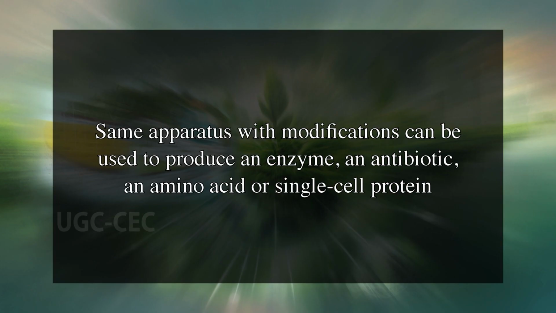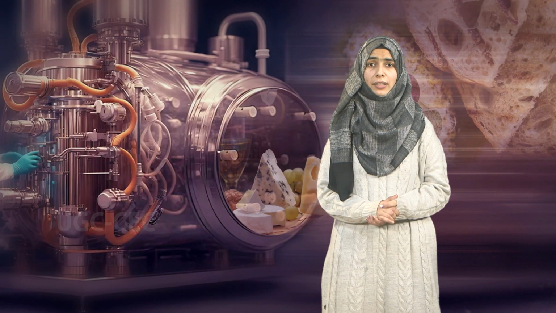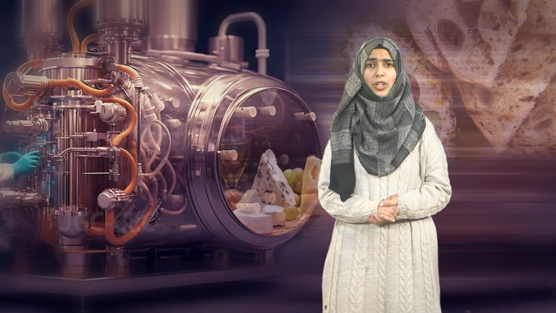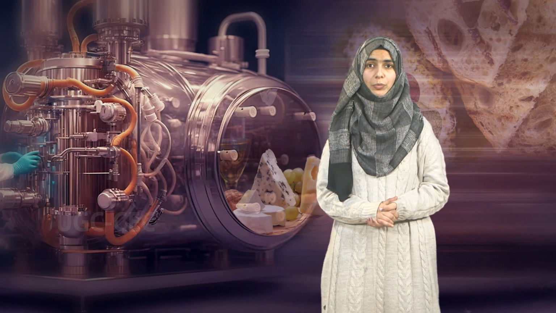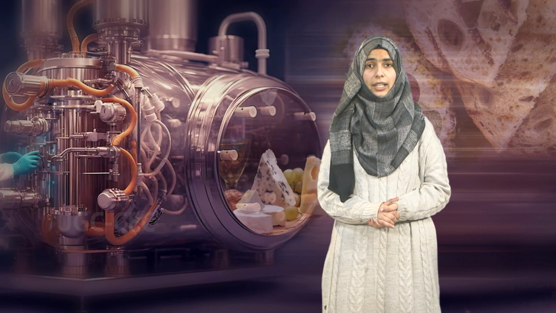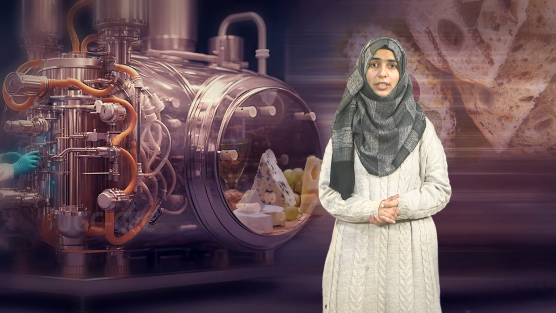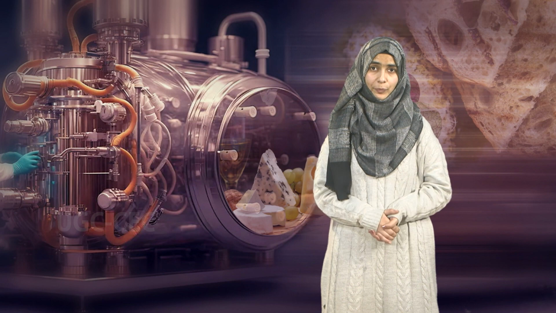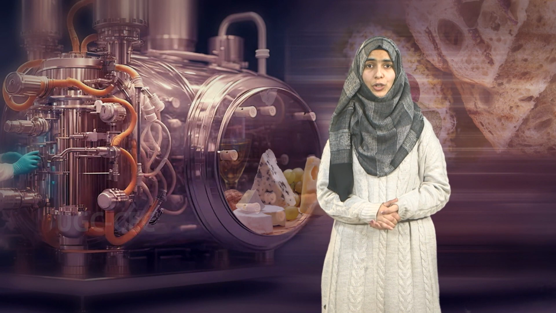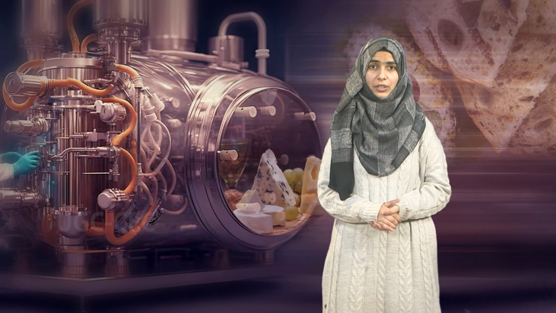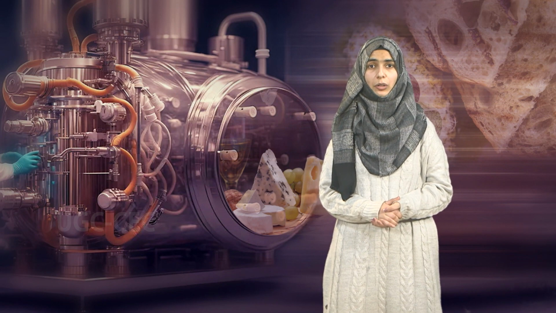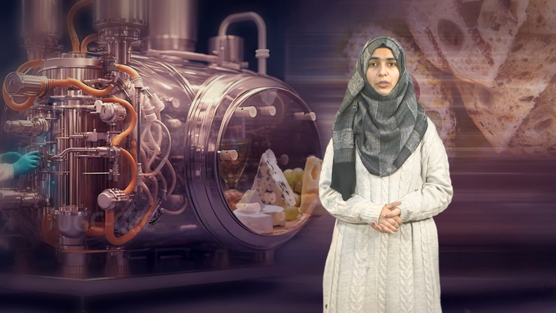The same apparatus with modifications can be used to produce an enzyme, an antibiotic, an amino acid, or a single cell protein. In its simplest form, the bioprocess can be seen as just mixing of microorganisms with a nutrient broth and allowing the components to react. Example, yeast cells with a sugar solution to give alcohol. More advanced and sophisticated processes operating at large scale need to control the entire system so that the bioprocess can proceed efficiently and readily and can be exactly repeated with the same amount of raw material and inoculum to produce precisely the same amount of product.